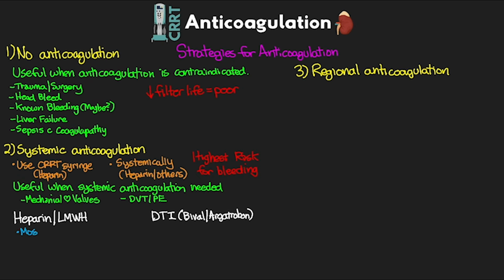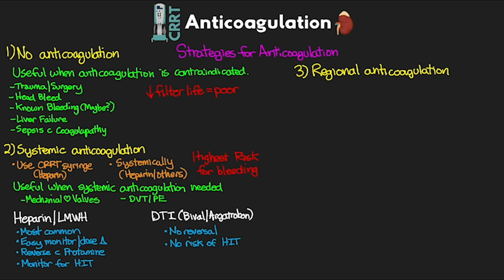Now, of these, heparin is going to be the most commonly used one, and this one has the ease of monitoring and dosage adjustments. It is easy to reverse with protamine, but we do need to monitor these patients for HIT, and if their platelets start falling, then we're going to need to stop it. Now, for our direct thrombin inhibitors, we don't have reversal agents for these, so FFP can be helpful as well as cryo and other clotting factors, but there is no risk for HIT.